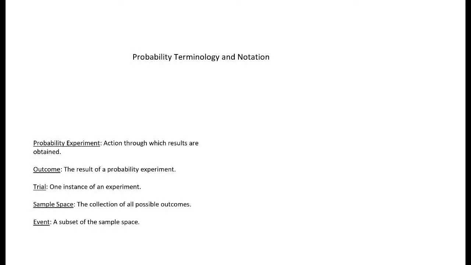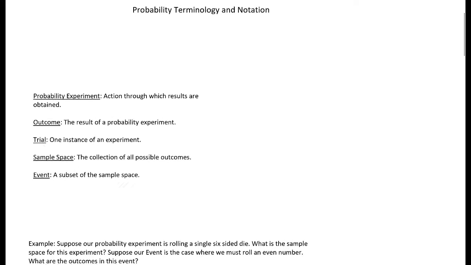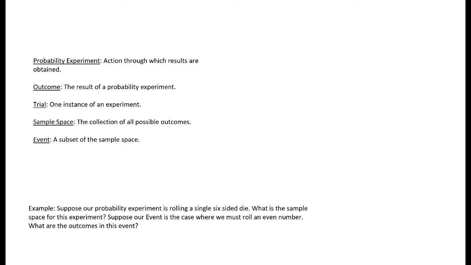All right, in this video, I just wanted to quickly go over some probability terminology and notation. So the first definition in probability we're going to talk about is something called a probability experiment. A probability experiment is an action through which results are obtained. So you do something and you get results, meaning you flip a coin, either get heads or tails.